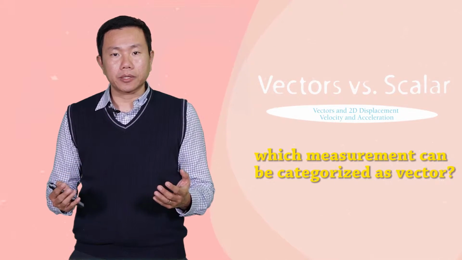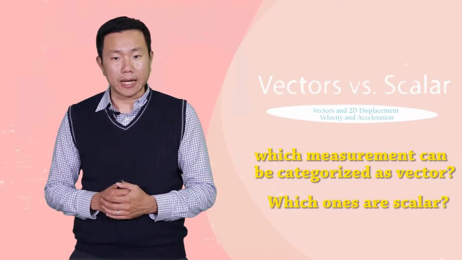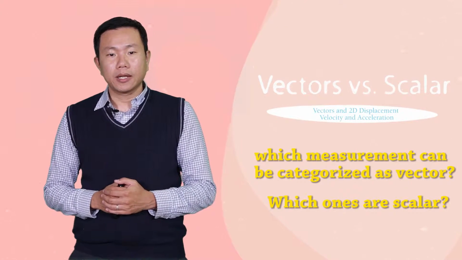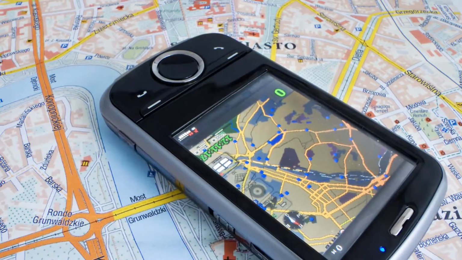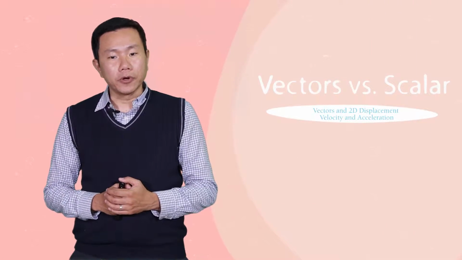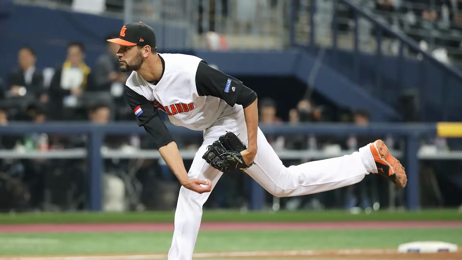So which measurement can be categorized as a vector? Which ones are scalar, as I mentioned a while ago? Now let's put this into another example. When your GPS tells you to drive north 500 meters, then turn left, this is a vector. And during baseball practice, if you're asked to throw a ball to the right, that is also a vector.